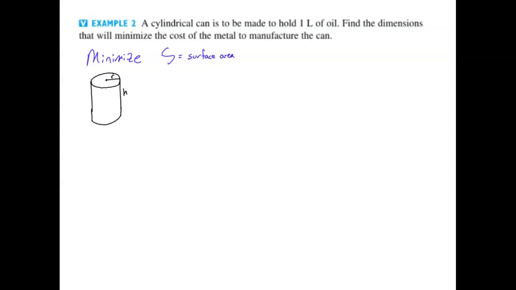Well, we got the top and the bottom, and those are circles. So what's the area of a circle? Pi r squared, and there's 2 of them, right? All right, so S equals 2 pi r squared.